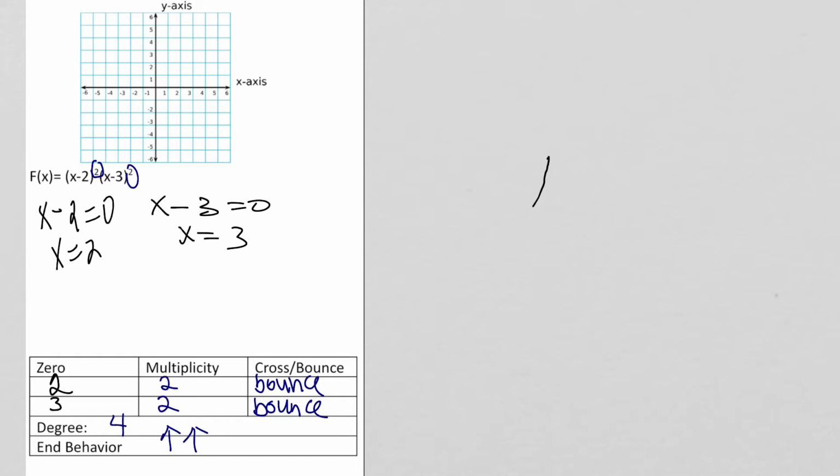So when I come up to my graph here, let's plot my 2 zeros. One is at 2, one is at 3. My tails are going to both be going up and up like this. So when I go down to 2, I'm going to bounce off. And I'm also going to bounce off the 3 back up. So that's what your graph looks like for number 3.